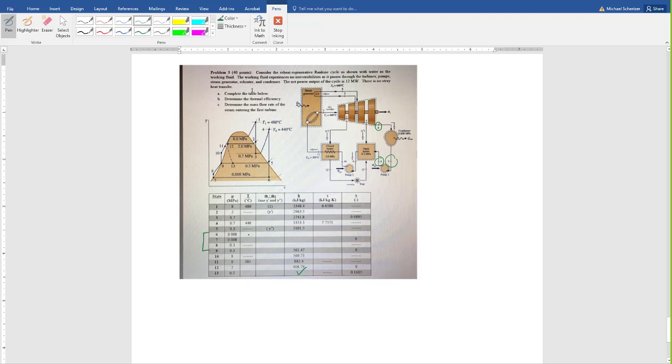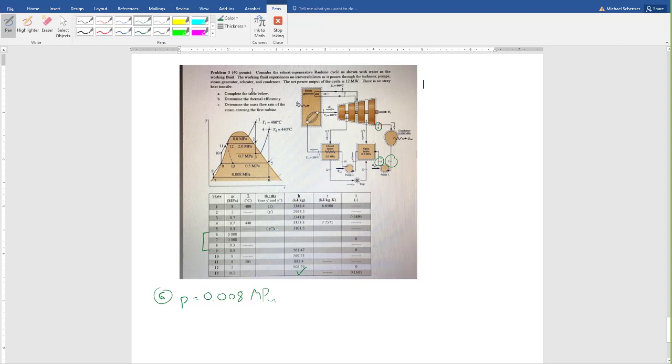We only know one thing about state 6. Here we know that the pressure is equal to 0.008 MPa. If this was an exam and I felt like I had no way to find state 6, I would maybe say that it's saturated liquid, which doesn't look like it from this particular picture. Oh no, that's silly, because obviously this is good.